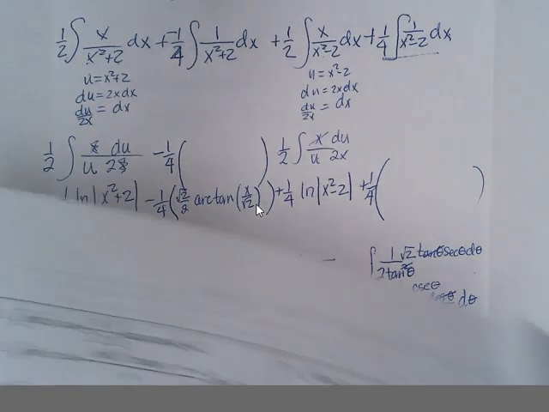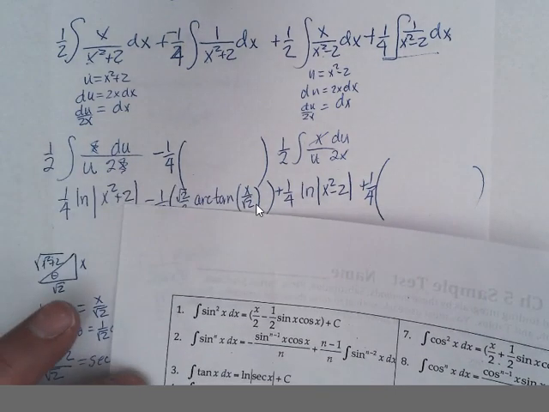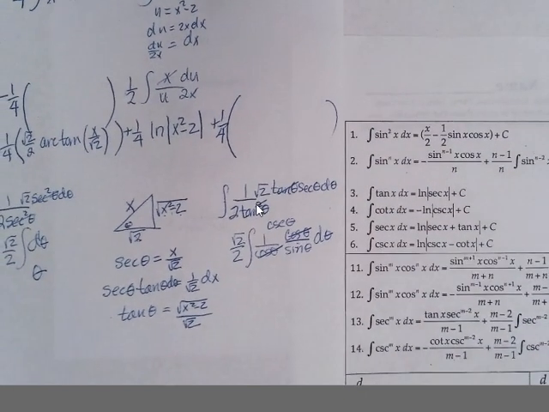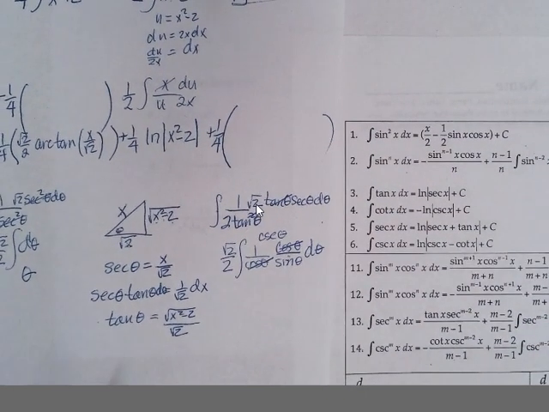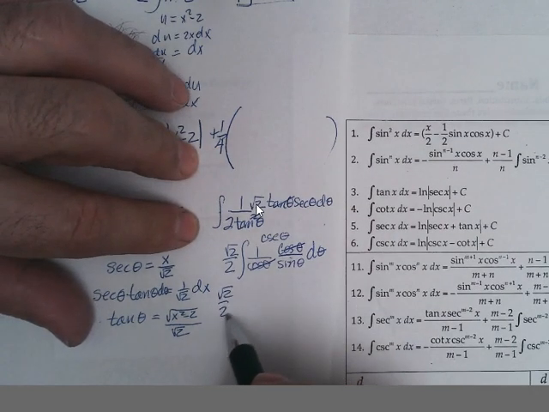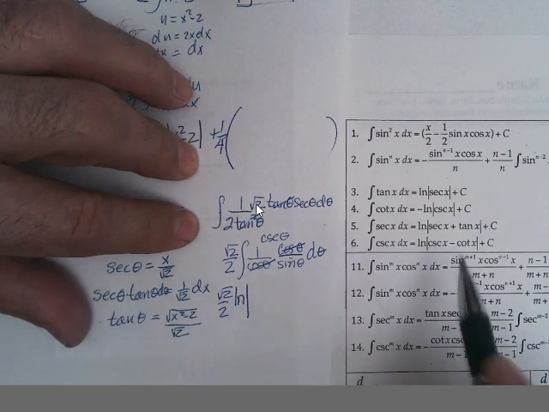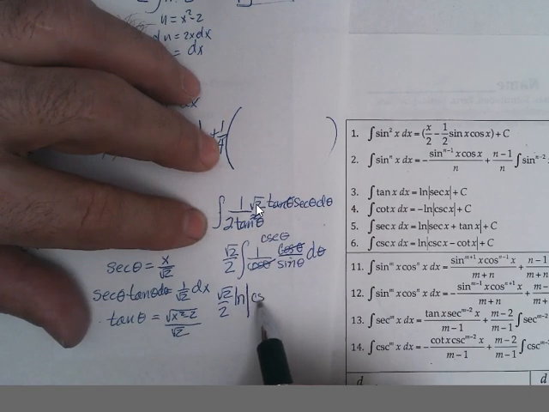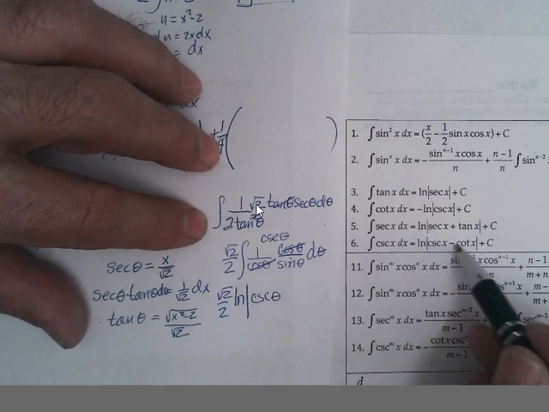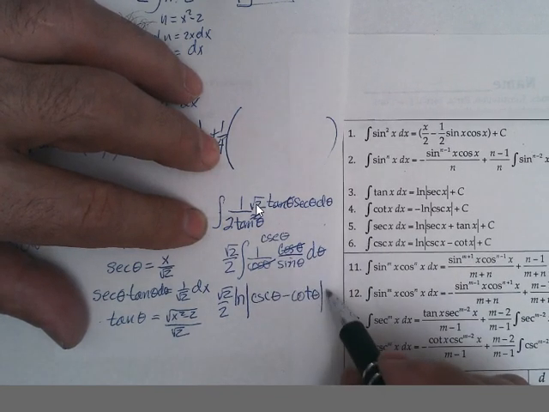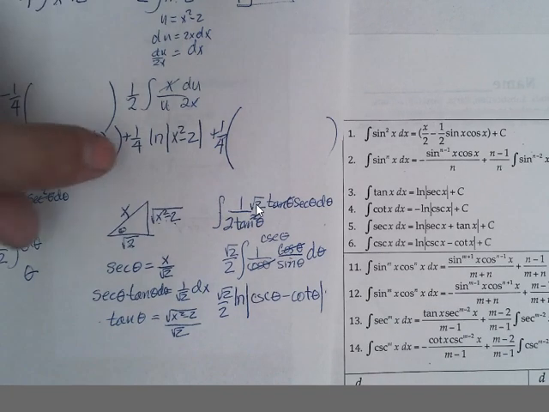So I'm going to resort to my cheat sheet for cosecant. Get that in there where you can see it, there we go. That's going to be square root of 2 over 2 ln cosecant theta minus cotangent theta, and plus c, we're going to put on at the end.